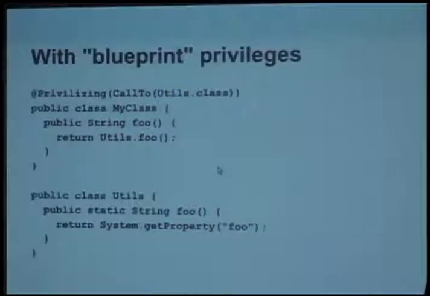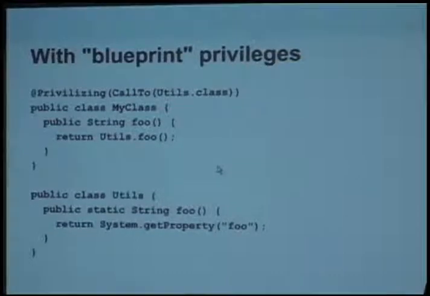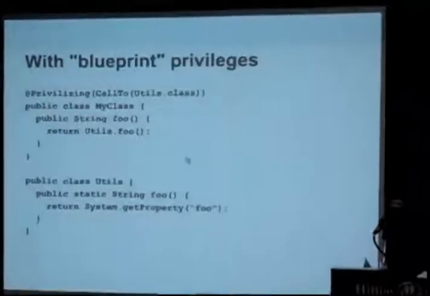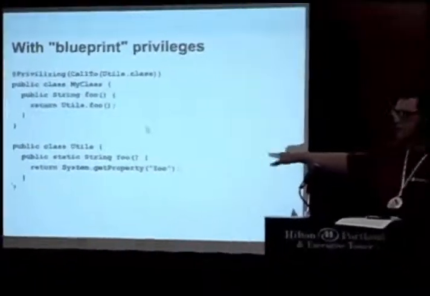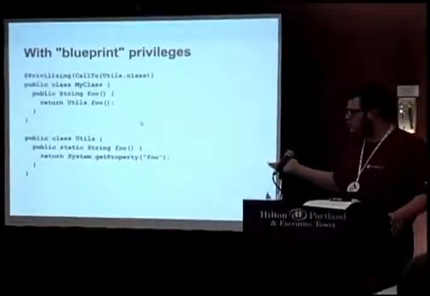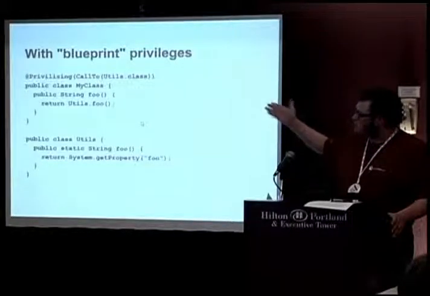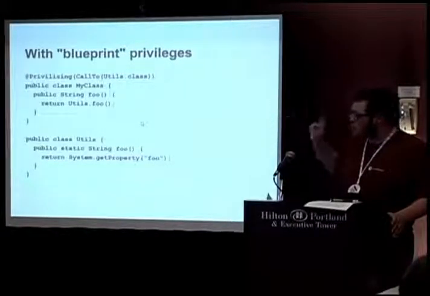So we came up with something next, and when I say we, a colleague of mine in the Apache community really came up with this basic idea, which is not that revolutionary, going back to the idea of having a utils class. But in this case, your utils class is implemented naively with no awareness of the security manager, and you would annotate the calling class such that any calls to utils are privileged.